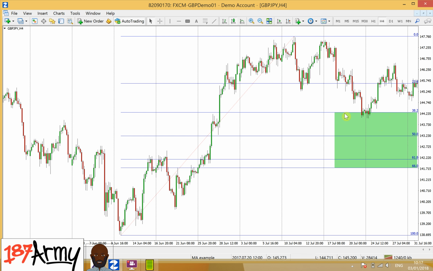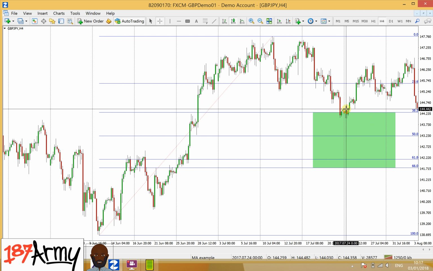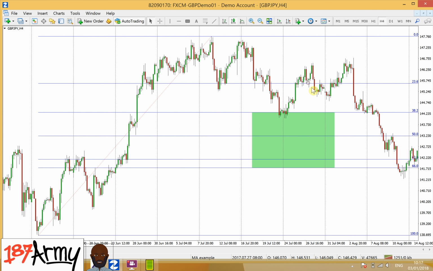As you've seen previously, sometimes price does not always enter your buying zone, and if you were to follow the strategy, price must enter the 38.2 and the 66.0 area marked out. If it doesn't, then you wouldn't enter the market. But on this occasion, it does, and if you entered the market on this bullish engulfing candle here, you could have gained 220 pips.